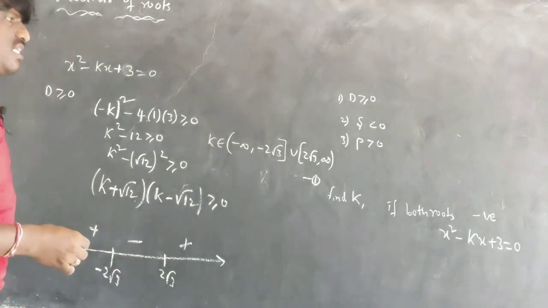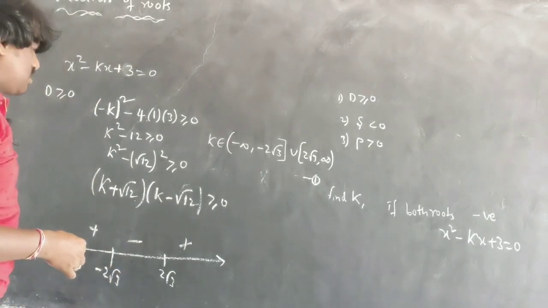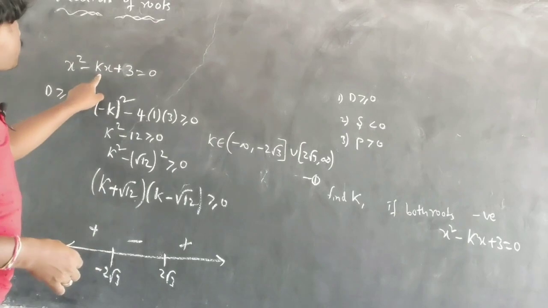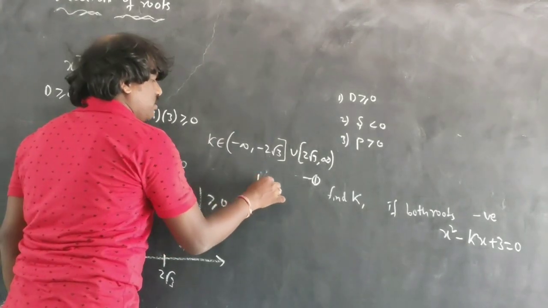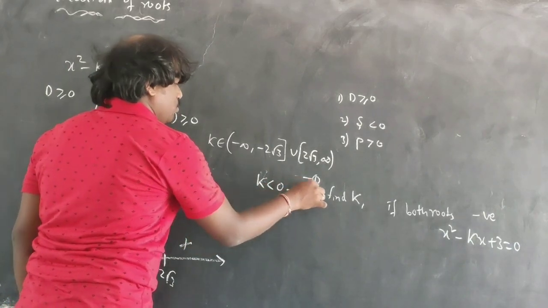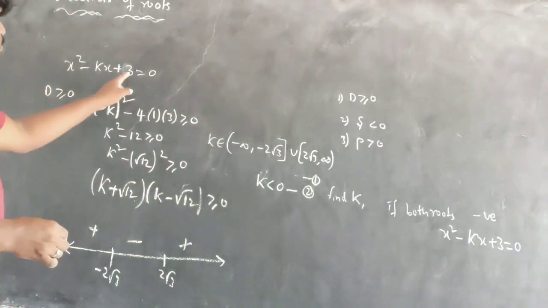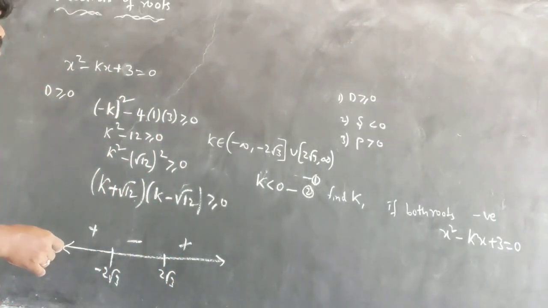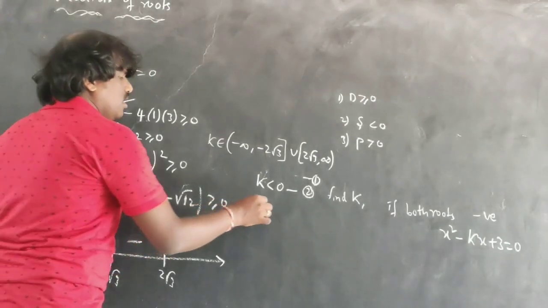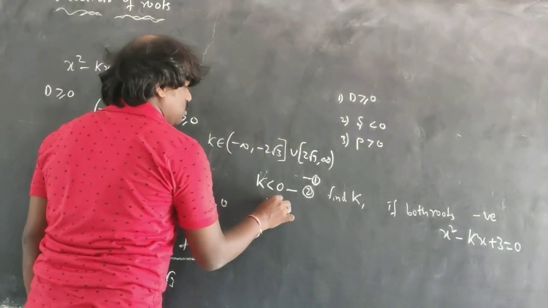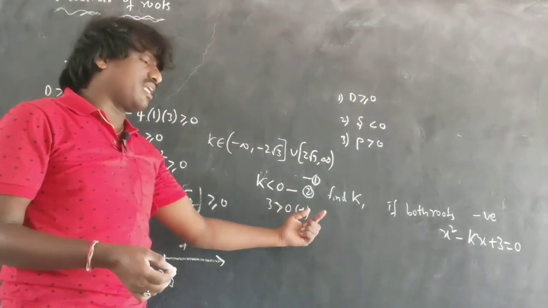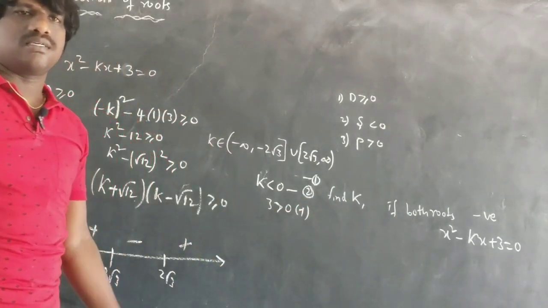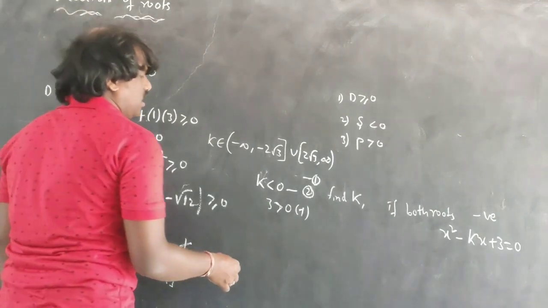Now let us go for case number 2, that is, sum is less than 0. The sum is minus b by a, which is k, so k less than 0. Now case number 3 is the product: product is greater than 0, that is 3 greater than 0. That is true, so the answer exists. If it is true, it means all real numbers; if false, it means null set. So there is no need to think about that much.